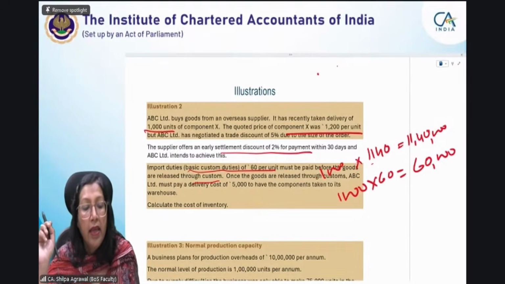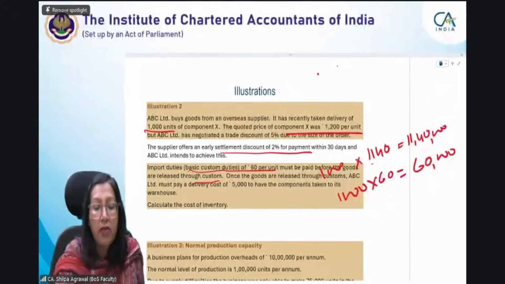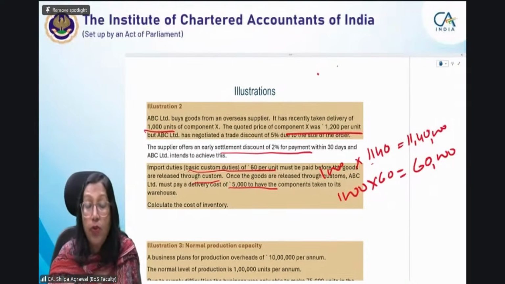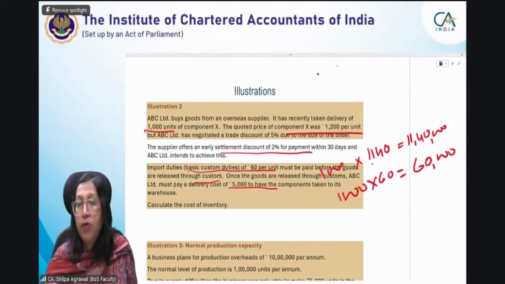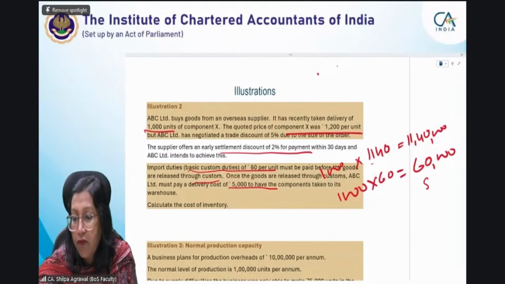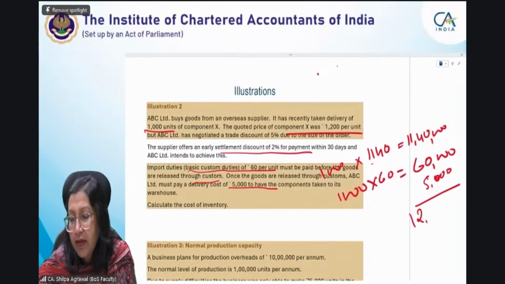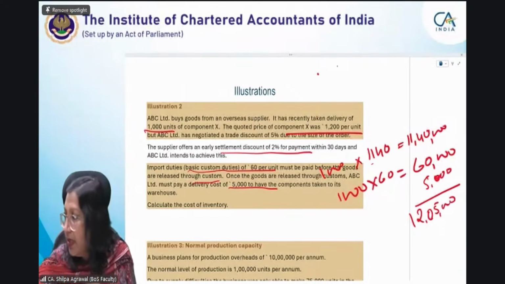ABC must pay a delivery cost of 5,000 to have the component taken to its warehouse. So it is directly related to bringing it to its present condition. So this will also form part of the cost. And now it is 12 lakh 5,000. Hope it is clear.